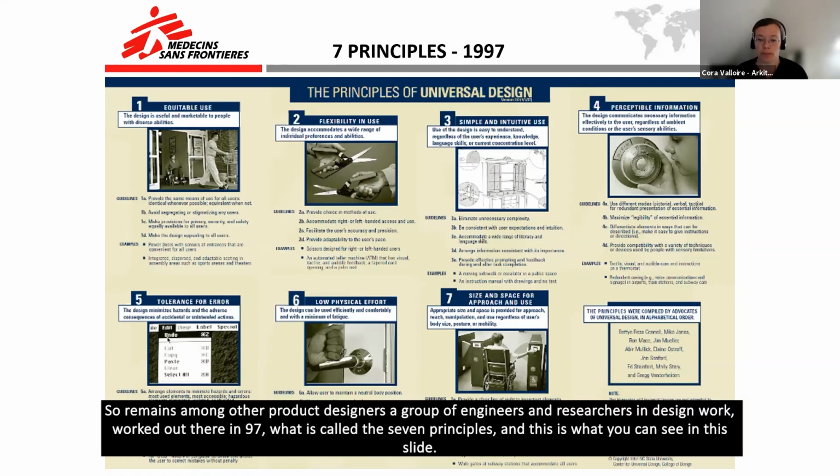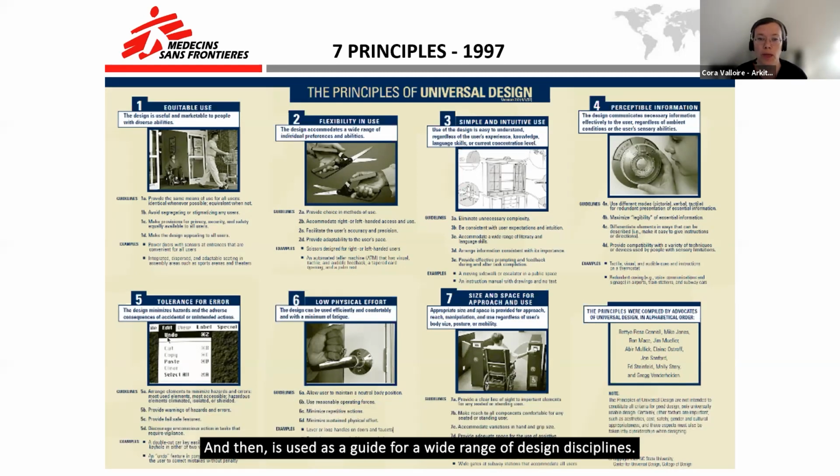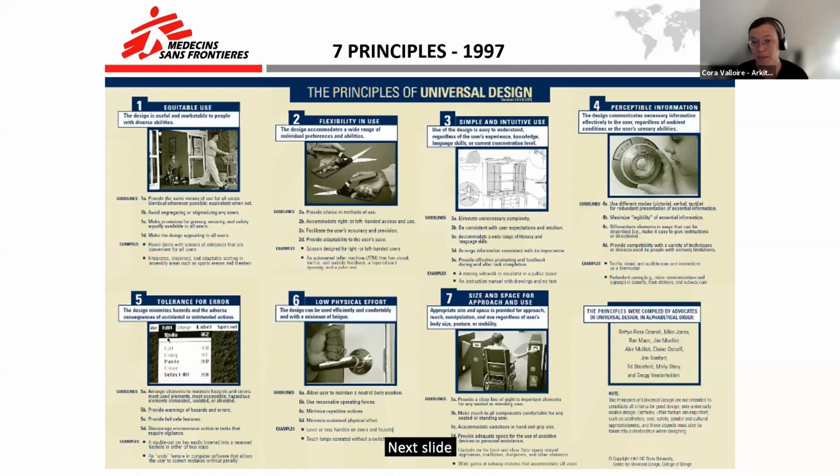So Ron Mace, among other product designers, a group of engineers and researchers in design, worked out in '97 what is called the 7 principles, and this is what you can see in this slide, and it is used as a guide for a wide range of design disciplines. Next slide.